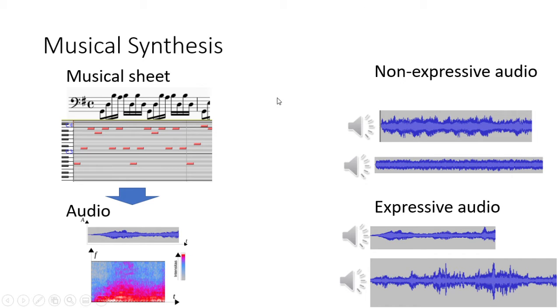There are two ways of synthesizing musical audio. First is non-expressive, and the second one is expressive. In non-expressive audio, there are no variations in dynamics, timing, and so on. And in expressive audio, there are variations in dynamics, timing, and pitch deviations from the written score. If we listen, this is an example of expressive audio.